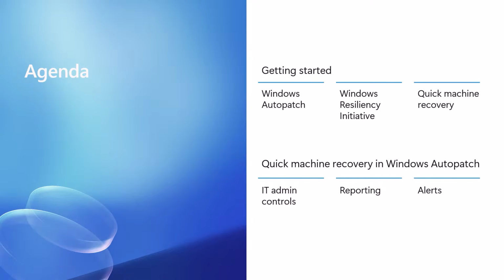Once we are done with that, we will jump into the core of what we'll be going to talk about today, which is quick machine recovery controls in Windows Autopatch. And we will cover IT admin controls, reporting, and alerting as part of that. So let's get started. First up, we will talk about Windows Autopatch.